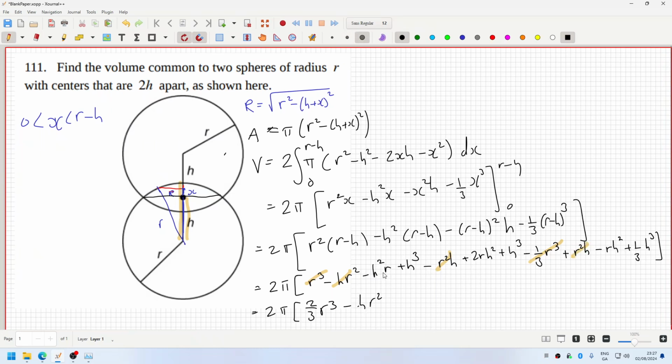Okay. Now just regular R: minus H squared R plus 2H squared R, so that's plus H squared R. And then another minus H squared R, so that's actually gone then. And then the cubes, H cubed. So that's plus 4/3 H cubed.